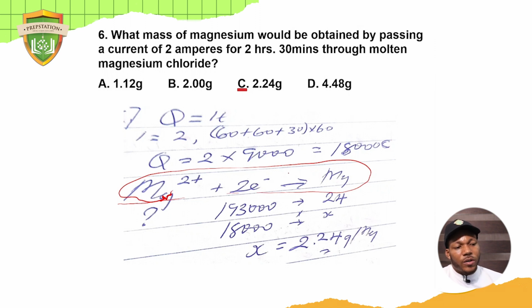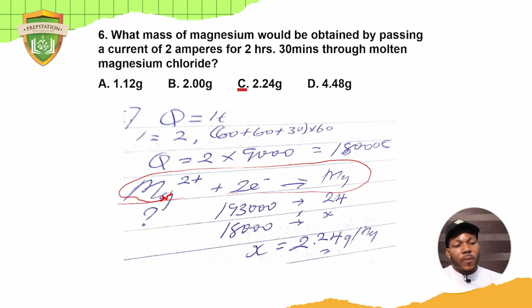Now the question is, they're looking for the reacting mass. The given mass is already 24, which is the molar mass of magnesium. So what will be the mass discharged at the electrolysis? When you do your normal cross multiplication, you have 2.24 grams of magnesium. So the option here is C. C is your correct answer.